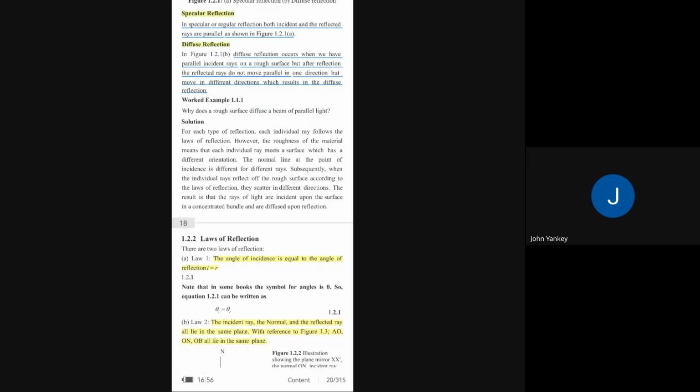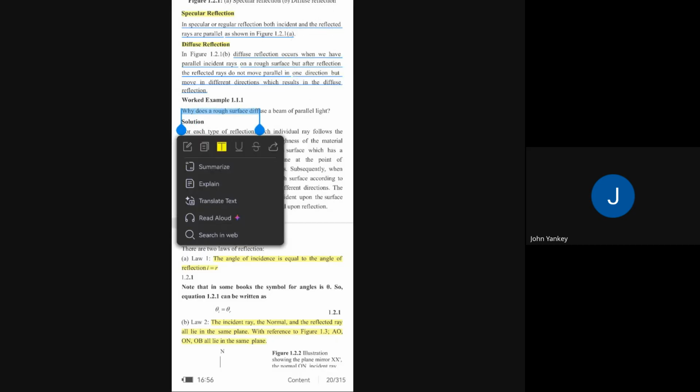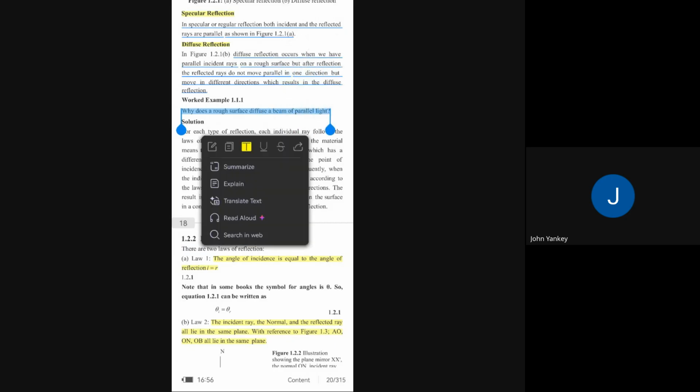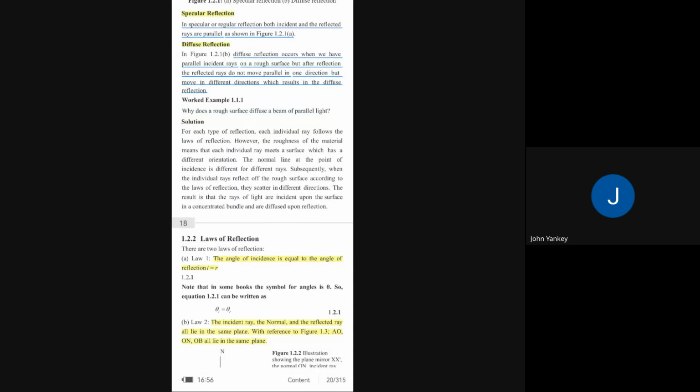Work example 1.1.1.1. It says, why does a rough surface diffuse, meaning scatter, a beam of parallel light? Why does a rough surface scatter light? The answer is that because the surface is rough, the reflected rays will obey the laws of reflection, all right, but they will move in different directions, resulting in the scattering of the light.